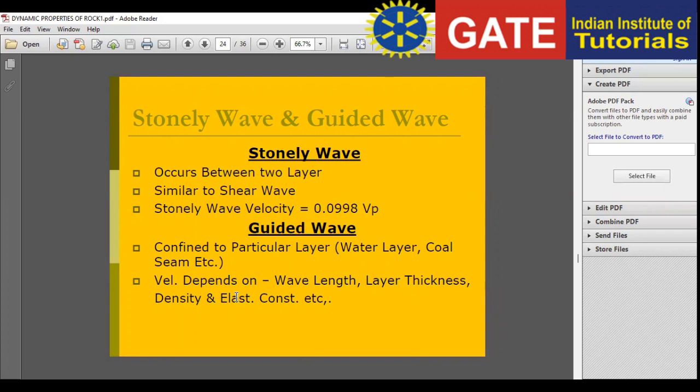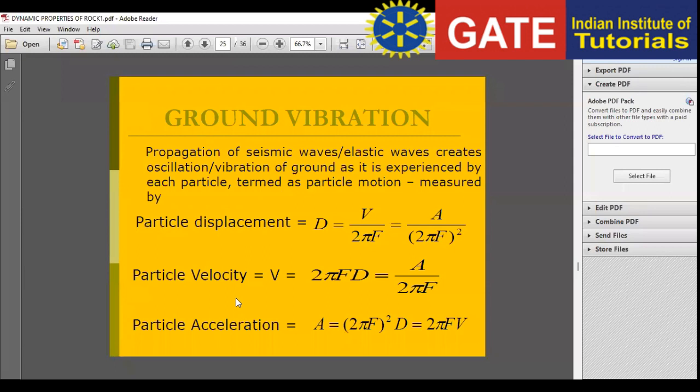So out of all these six seismic waves, which fall under the category of body wave and surface wave, the first four are the more important: P wave, S wave, Rayleigh wave, and Love wave. Now, the ground vibration: the propagation of seismic or elastic waves creates oscillation or vibration of the ground.